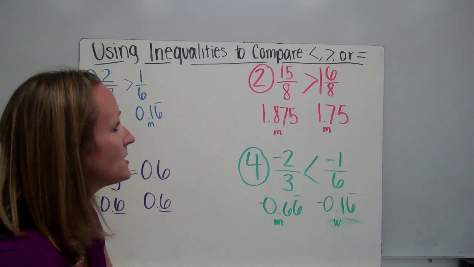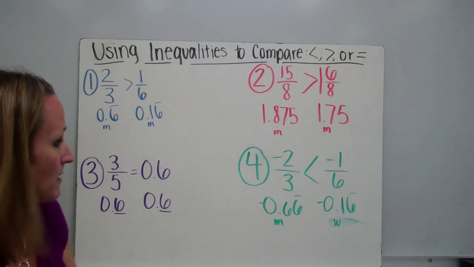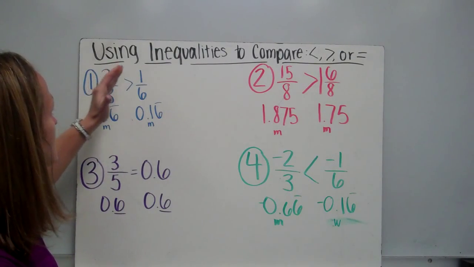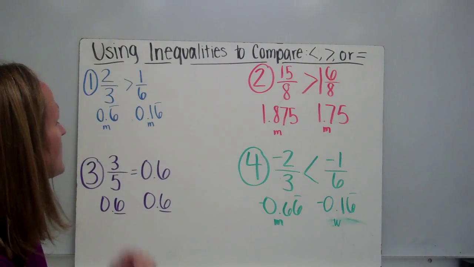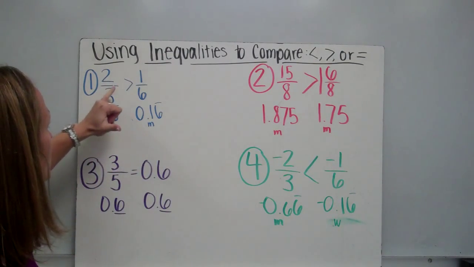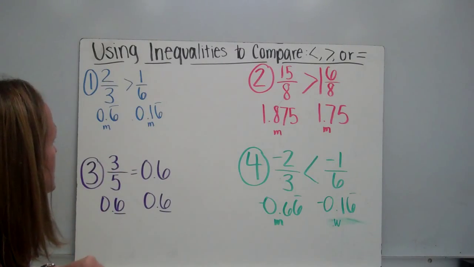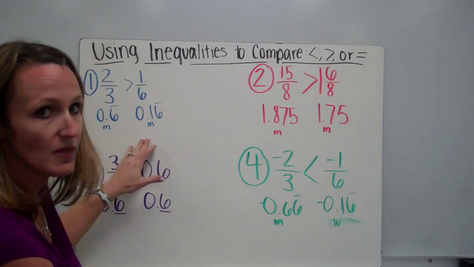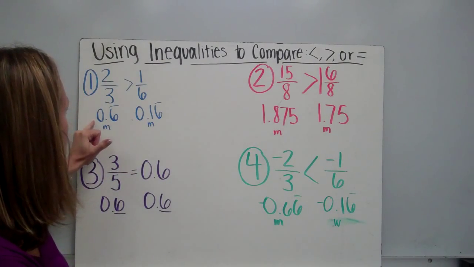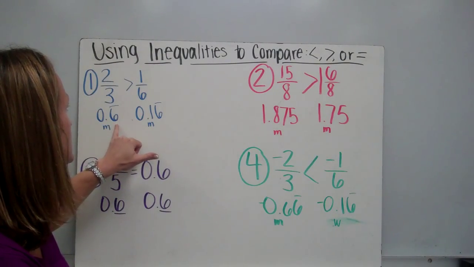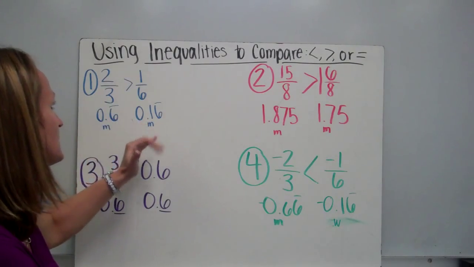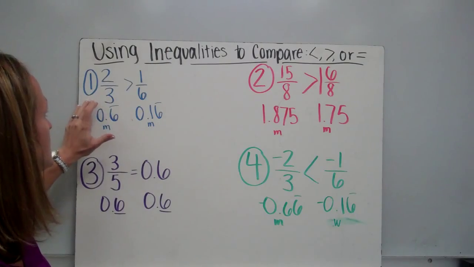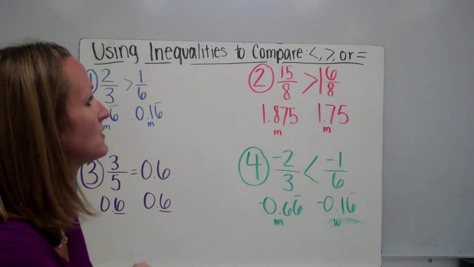Okay. So let's use inequalities to compare. Alright, so let's say we have 2/3 and we have 1/6. We can compare them and we know that 2/3 is greater than 1/6. How? Because we can look at the decimal form. This decimal would be 0.6 repeating, which makes it 0.6666. This one is 0.166666. This is greater than this.